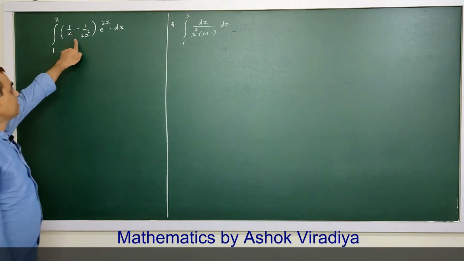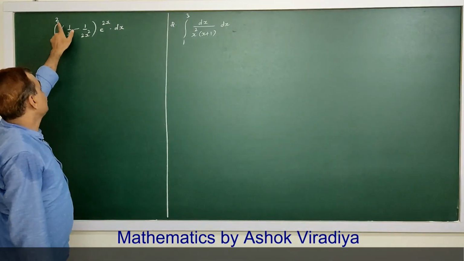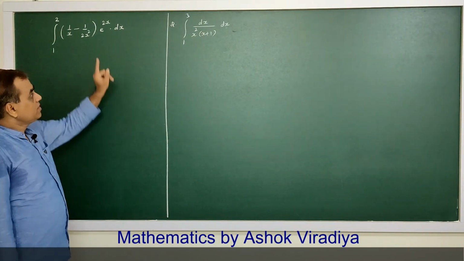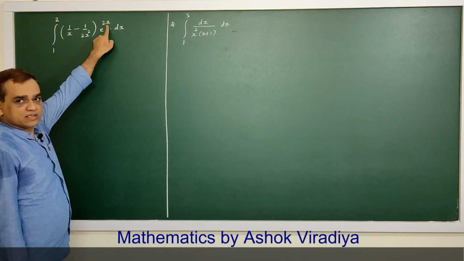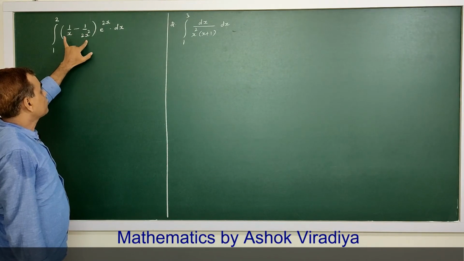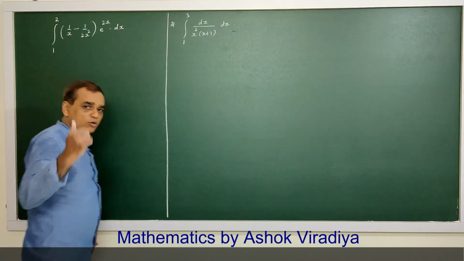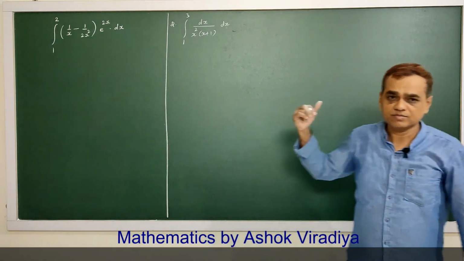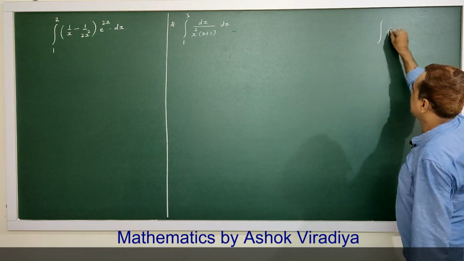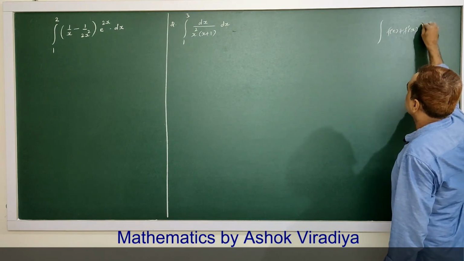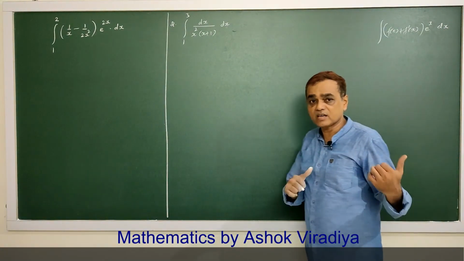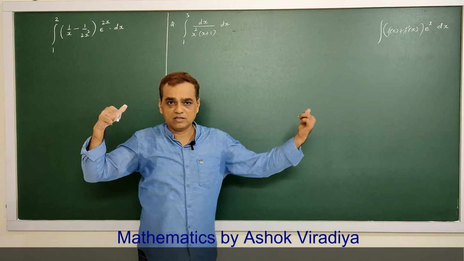Definite integral of this function over the interval 1 to 2. Now look at the pattern of this function. See here you can see e raised to 2x, and here functions, sum or difference of two functions. So by looking at this type of integral, you should remember, you should find its matching with the integral of fx plus f dash x times e raised to x dx. We can convert this function to this pattern.